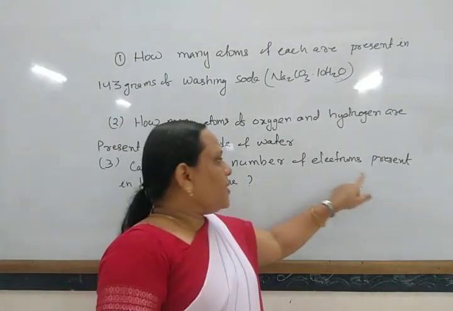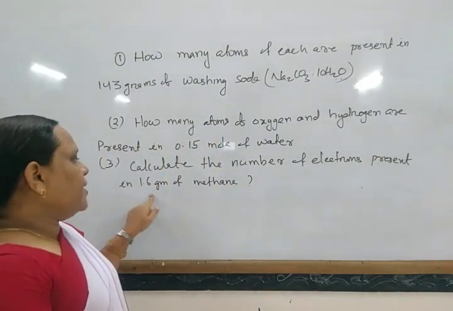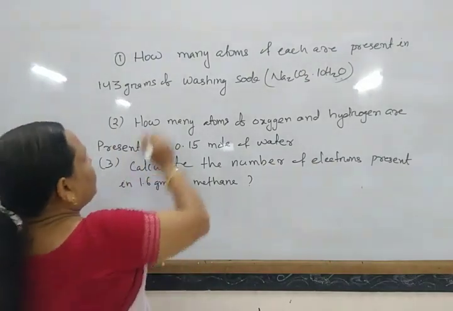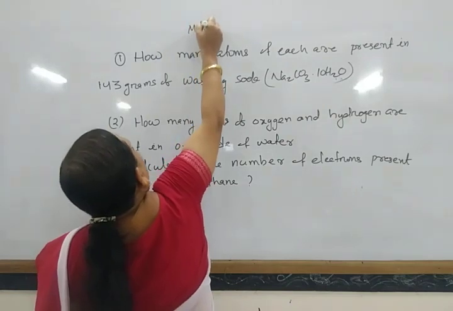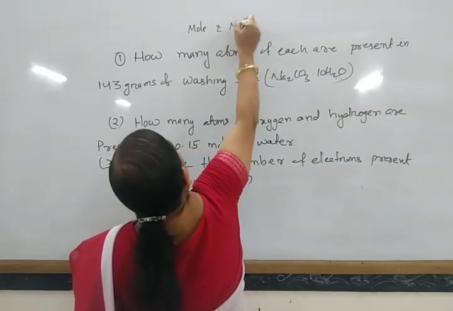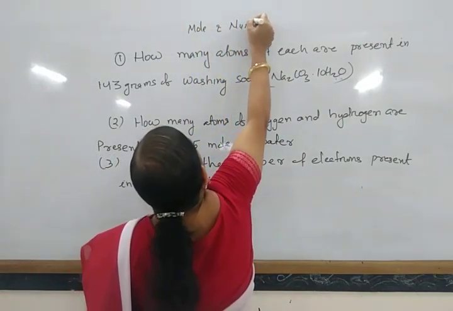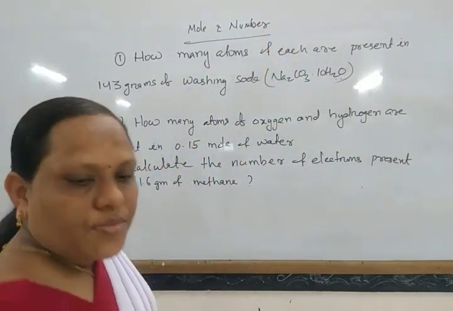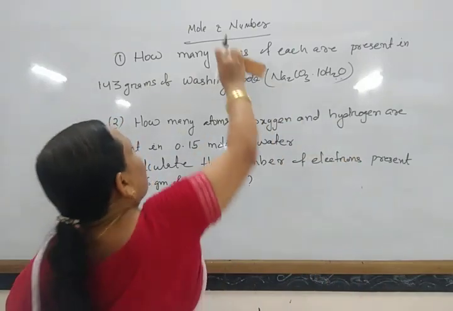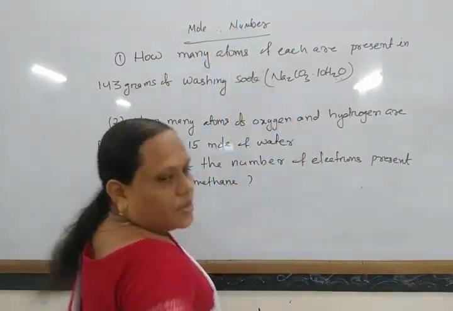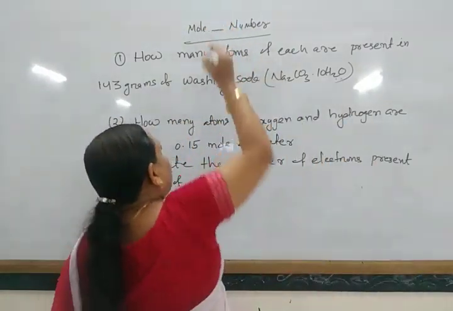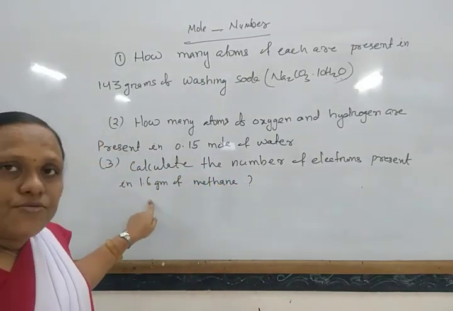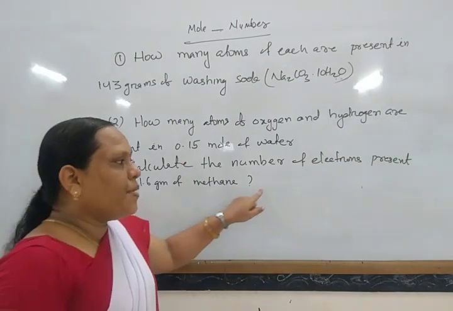Calculate the number of electrons present in 1.6 gram of methane. This relation is mole in terms of number, a mole and number related problem.